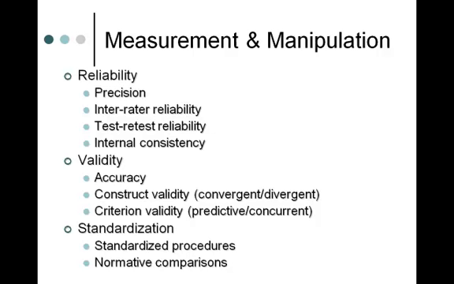And then there's criterion validity, which is all about how well a measure relates to some outcome. And we can think about how it relates to an outcome now, which would be concurrent criterion validity, or how it relates to some future outcome, predictive criterion validity.